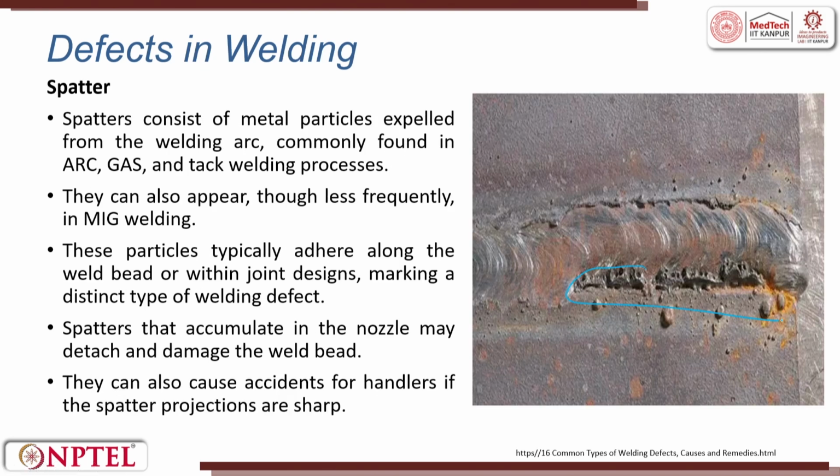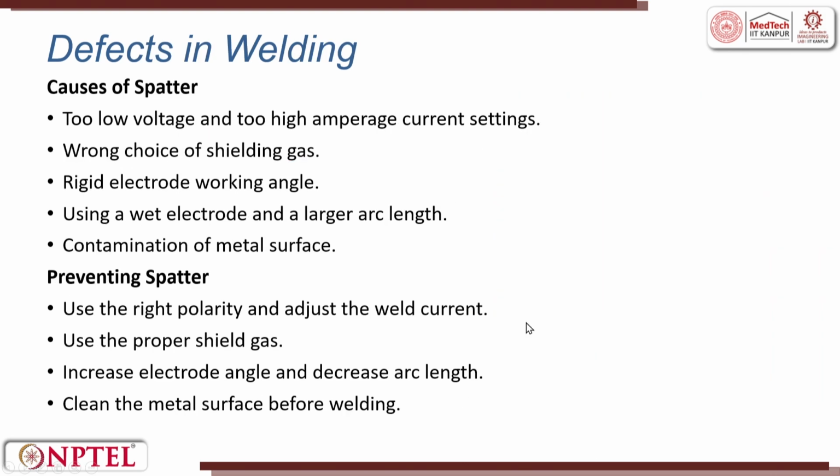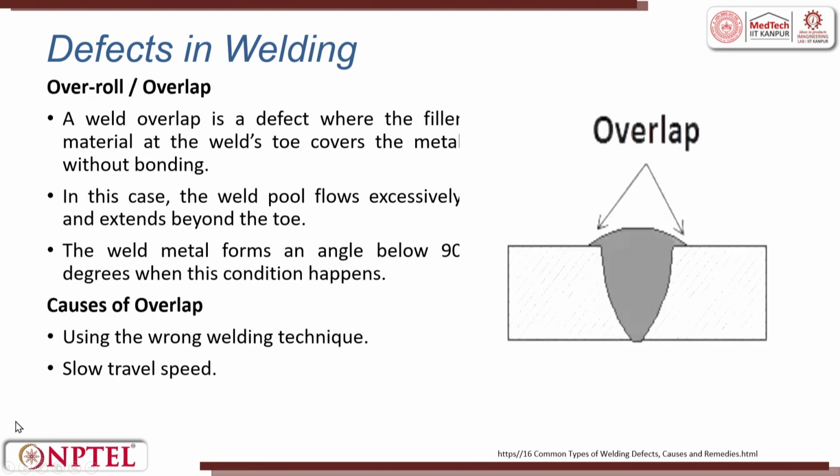These are spatters. Spatters are metal getting exploded and expelled from the place. Spatter consists of metal particles expelled from the weld arc, commonly formed in arc, gas, and stick welding processes. It is very common in MIG welding and typically occurs along the weld bead and the welding joint. So, right polarity, proper shielding, increase in electrode angle, and cleaning the metal surface are important.